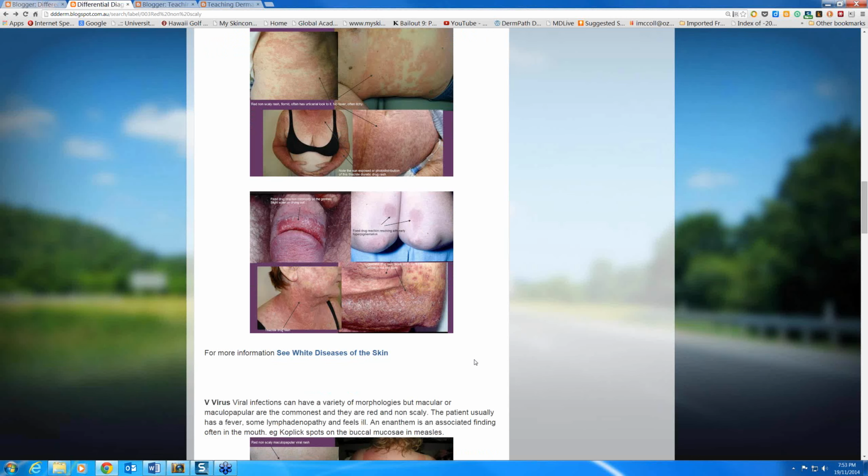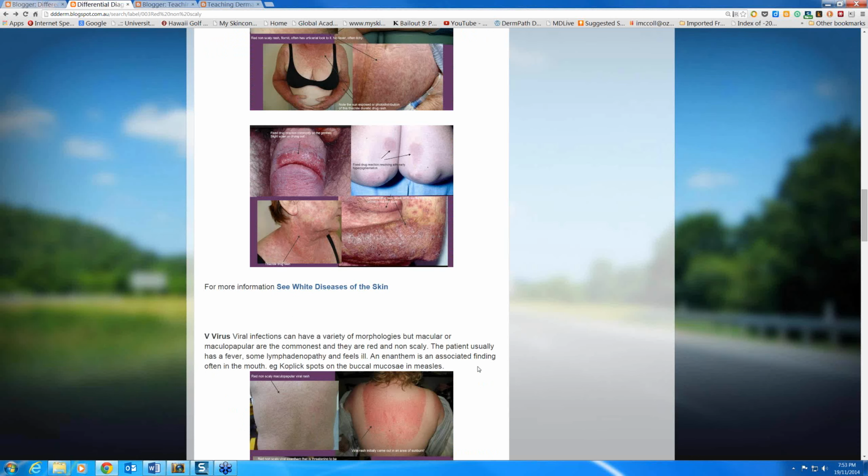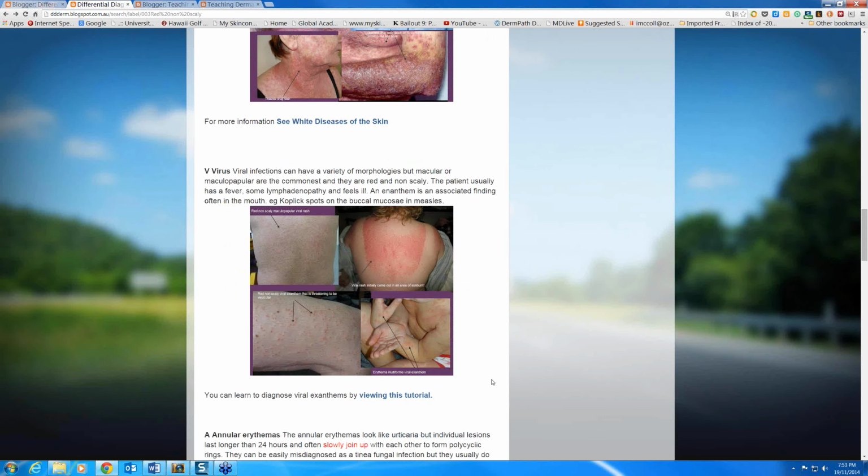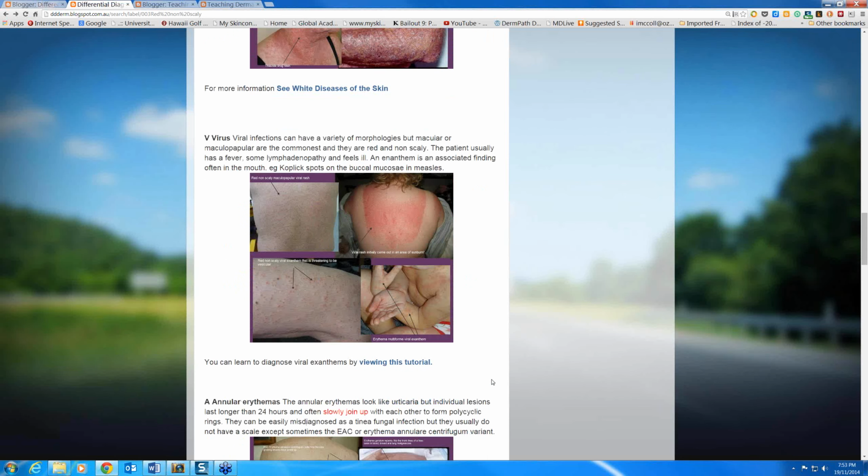So, we've done cellulitis, urticaria, lupus, light eruptions, drugs, and now viral infections. You can see these can be quite florid as well. Now, they can have a variety of morphologies, but they're usually macular or maculopapular. In other words, they're red and non-scaly. Generally, the patient has a fever, a little bit of lymphadenopathy, and they feel ill. Most drug reactions, patients don't feel so ill.